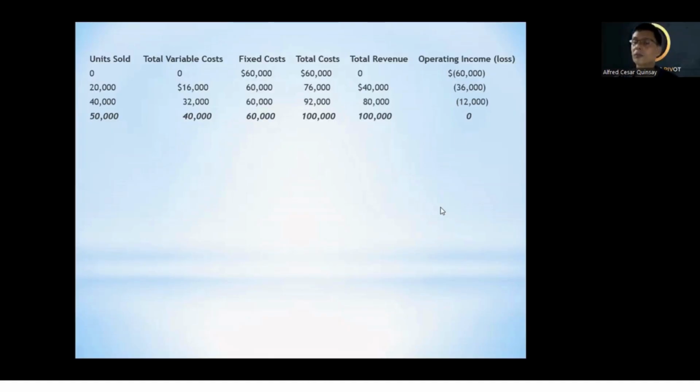So in other words, it suffices to say that the break-even point is when total revenues and total costs are equal.